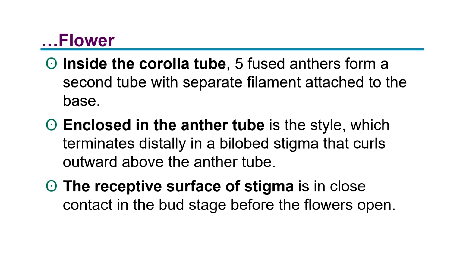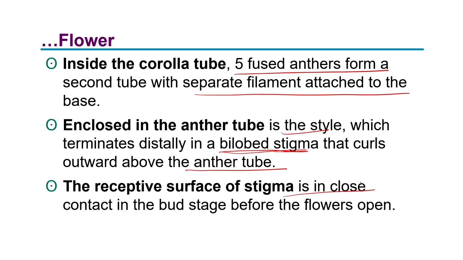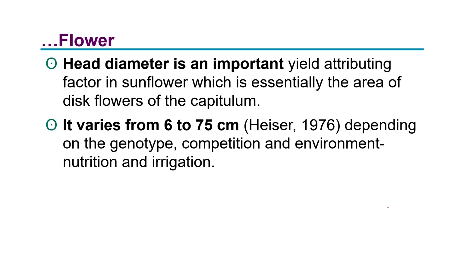Inside the corolla tube, 5 fused anthers form a second tube with separate filaments attached to the base. Enclosed in the anther tube is the style, which terminates distally in a bilobed stigma. You see, the stigma is bilobed. 2 lobes are there that curl outward above the anther tube. The receptive surface of the stigma is in close contact in the bud stage before the flowers open.